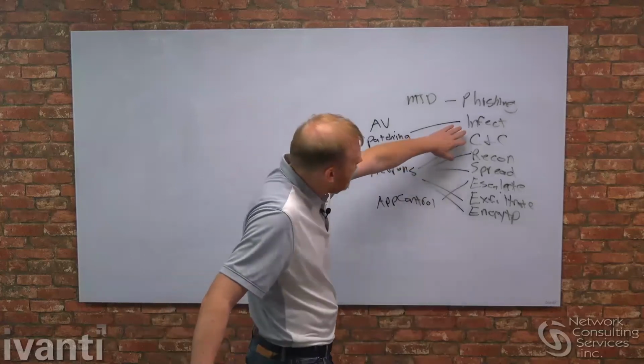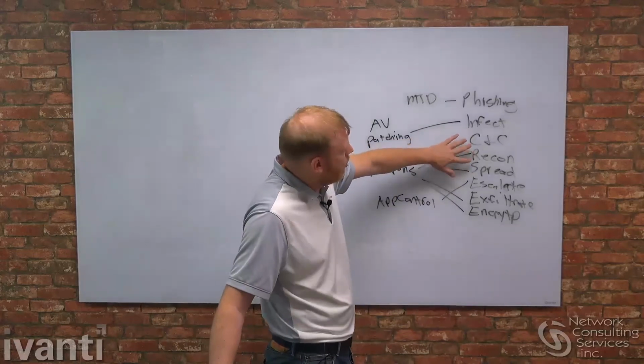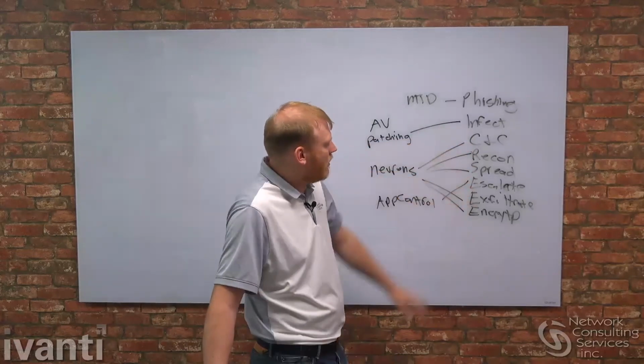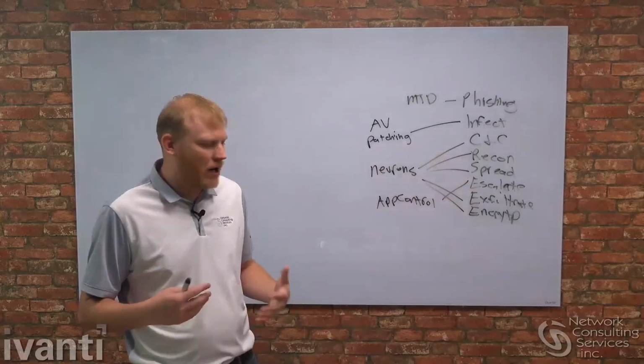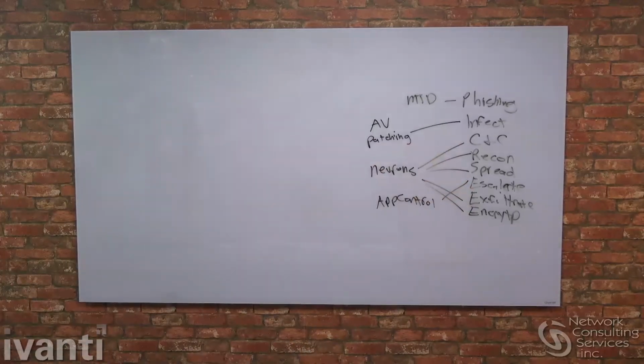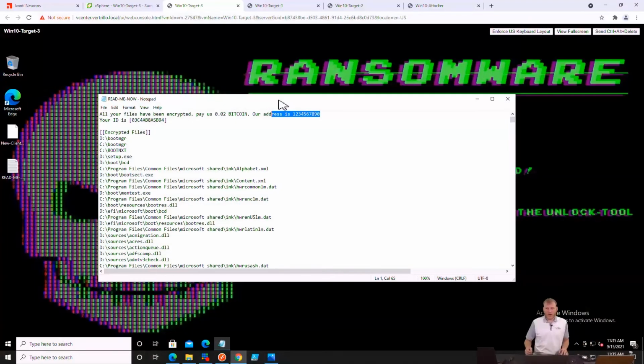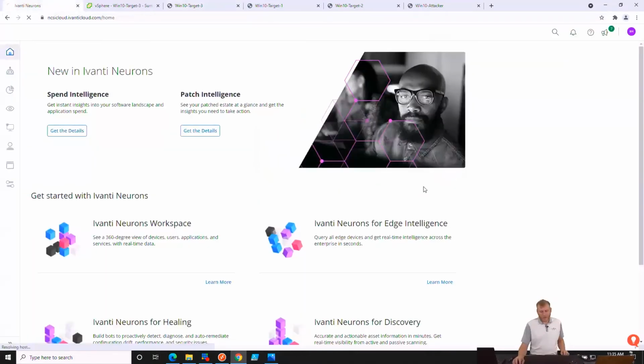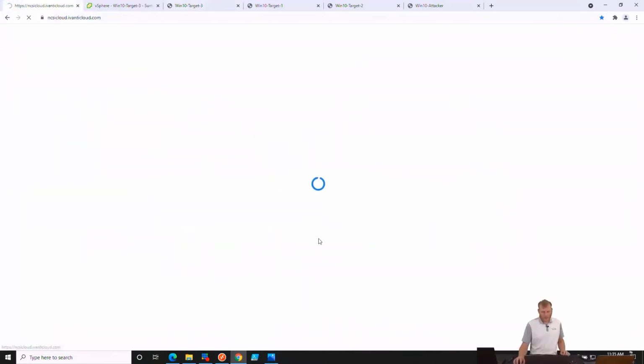So how do we understand more about the command and control, about this recon process, our privilege escalation, our spreading, and our encryption? What can we do about those various things? Okay, let's jump back over here and let's jump into our Neurons console. Whoops, it logged me out. Let me get logged back into it.